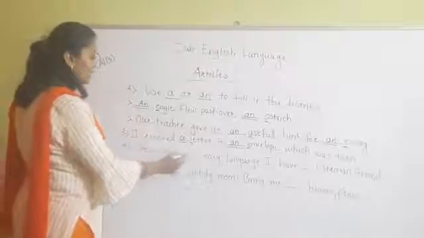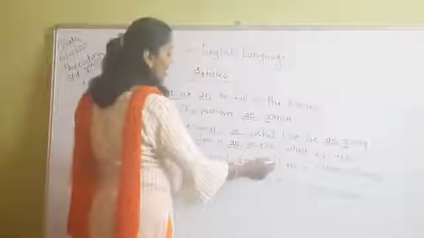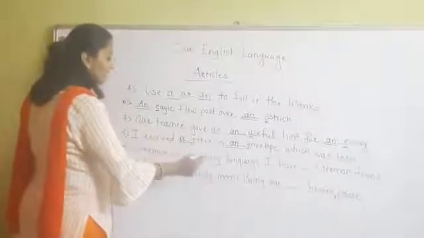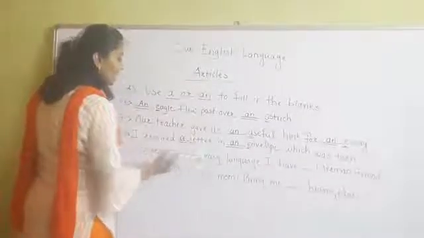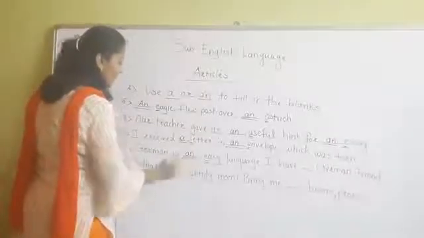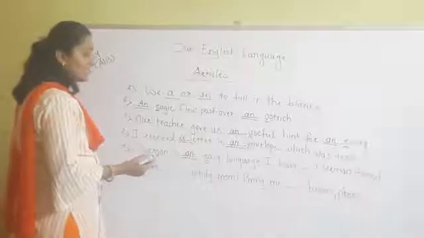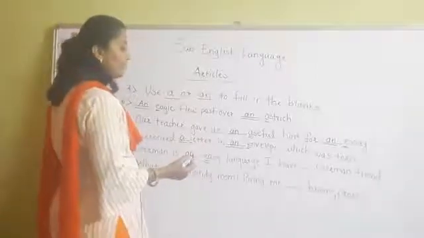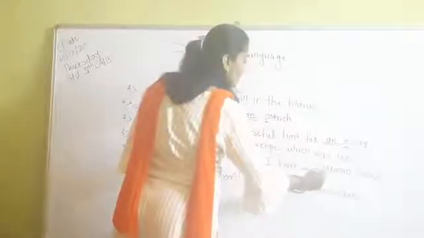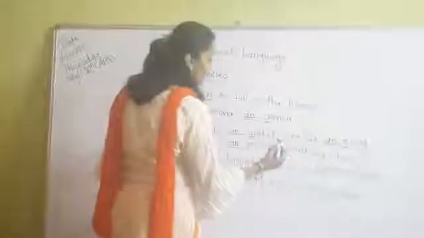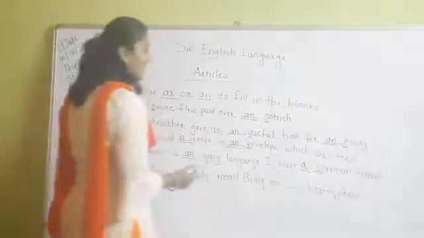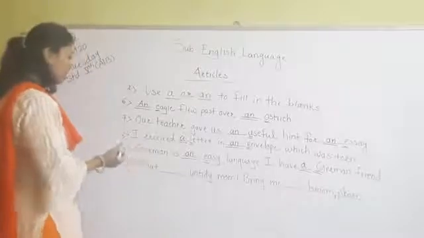German is dash dash easy language. I have dash dash German friend. So the spelling of easy starts with E, so we will write here an. German is an easy language. I have dash dash German friend. The spelling of German starts with G, that is a consonant, so we will write here a. I have a German friend.